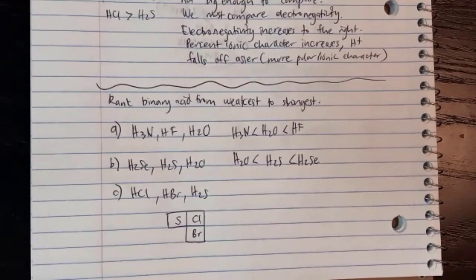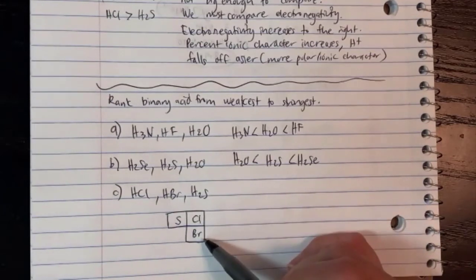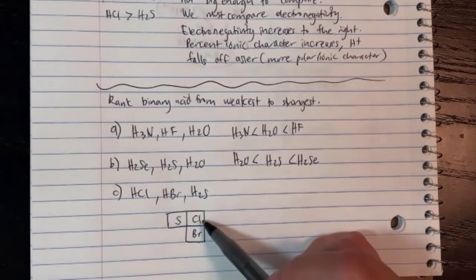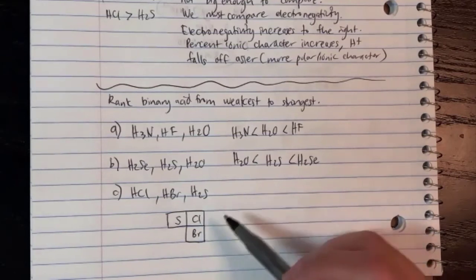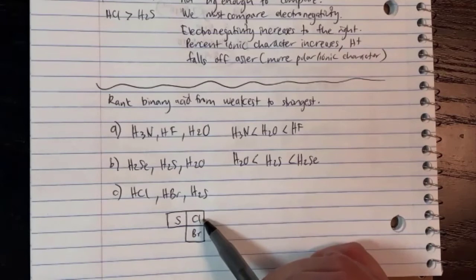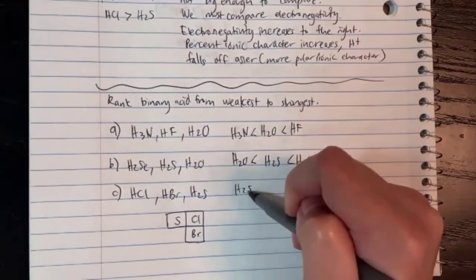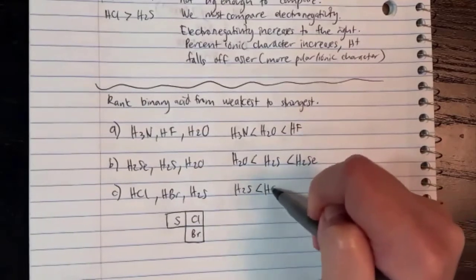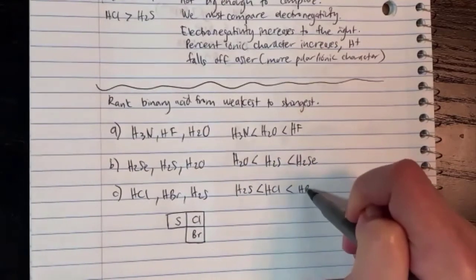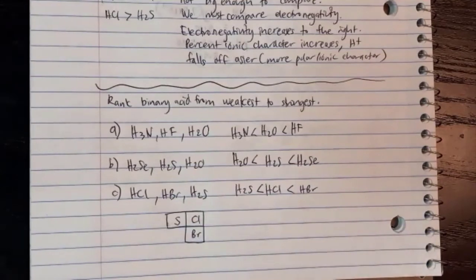All right, so in that case here, the one on the bottom is still the strongest, because it's the biggest. So you always judge going to the bottom first. So Br is stronger than Cl, and then between S and Cl, who's stronger? Cl is stronger because it's going to the right. So it's going to go from H2S, the weakest one, to HCl and then HBr. HBr is the strongest because it's a lot bigger than these two. Okay?